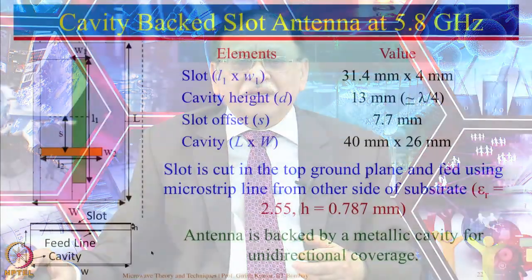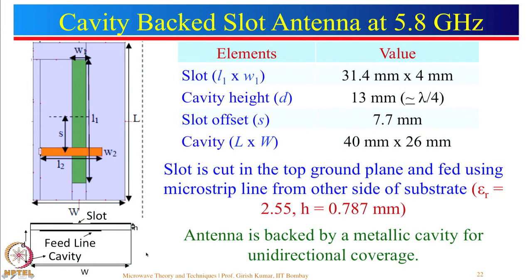Why have we put this cavity at the backside? Because we wanted a unidirectional radiation pattern. If we use only this particular portion, then the slot will radiate in all the directions like this. But by putting a metallic cavity in the backside, now the slot will radiate only in one direction.